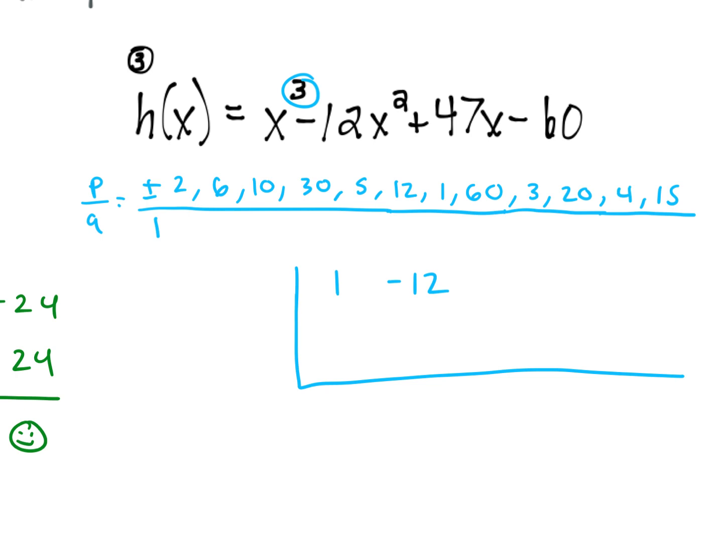1, -12, 47, and -60. A period got it on their first try. So we just have to pick, like, at random? Pick one. So let's try 3. +3 or -3? No, let's do 2. Let's do 2. Okay. Make up your mind. Let's try 2. It's locked in, 2.